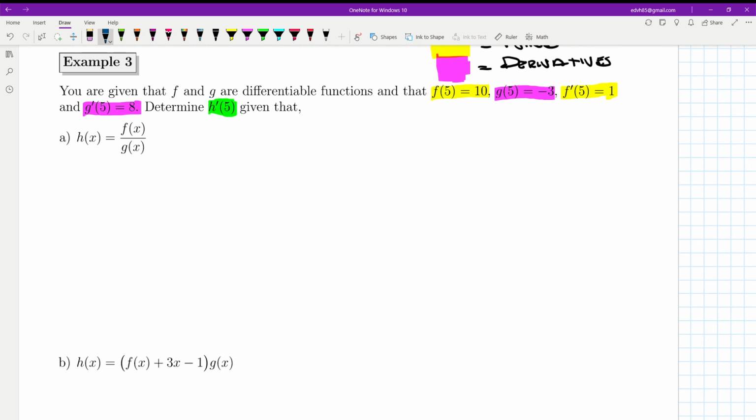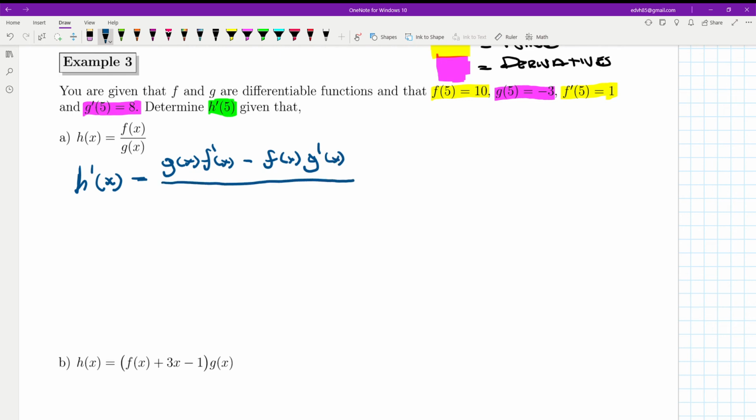In other words, this is what we do. Take the derivative of h prime, and to differentiate a quotient, what we do is g of x times f prime minus f of x times g prime, the whole thing divided by g squared. So now we are going to put values in here.